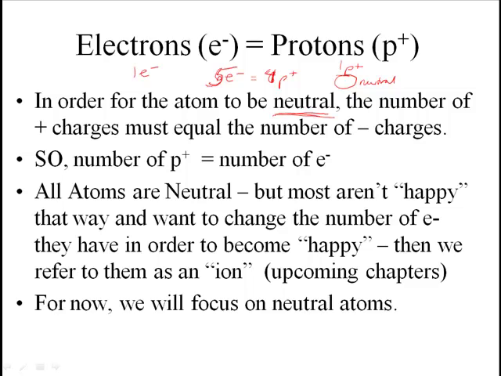Later on, we're going to learn what happens when the electrons come and go. What happens if you get more electrons, what happens if you lose electrons, and then we'll have what we call an ion. And that's got a charge, and you probably know that word already. But for now, atoms are neutral.